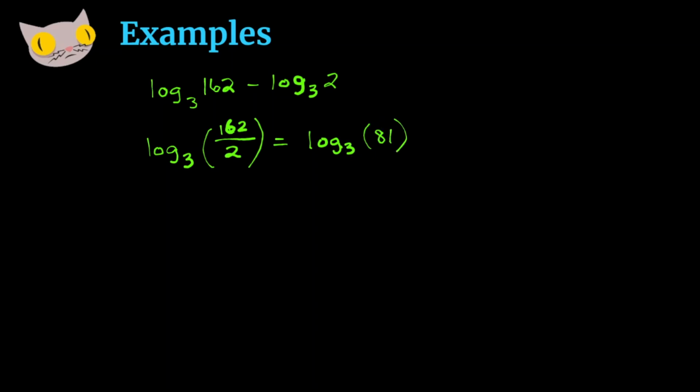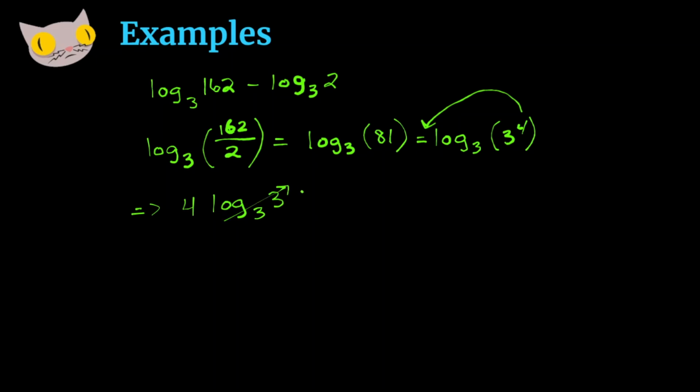Now we can express 81 as an exponent with base 3. So 81 is just going to be 3 to the 4th power. 3 to the 4th power is equal to 81. Now we can simply use the power rule, bring our exponent out in front, giving us 4 times log base 3 of 3. Then using the identity law, we know that log base 3 of 3 is just 1. So our final answer is going to be 4.